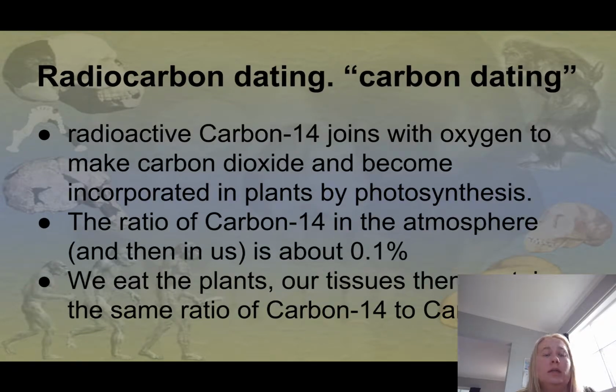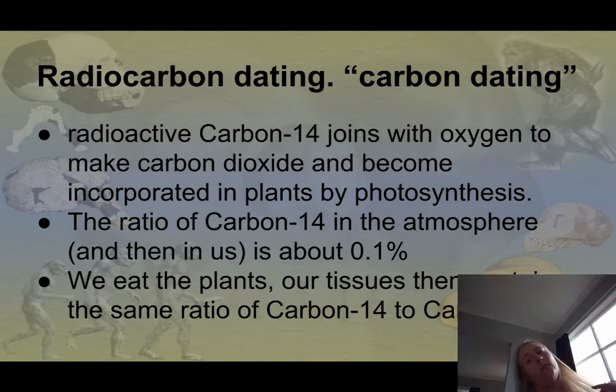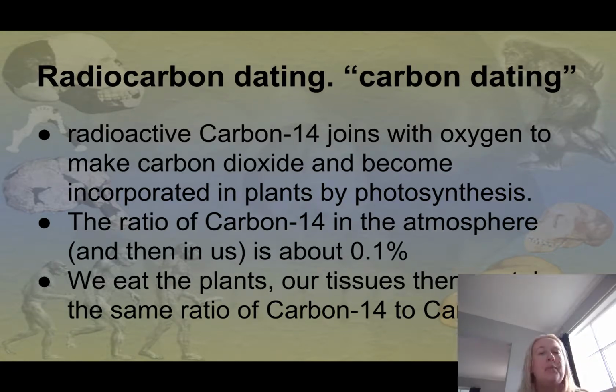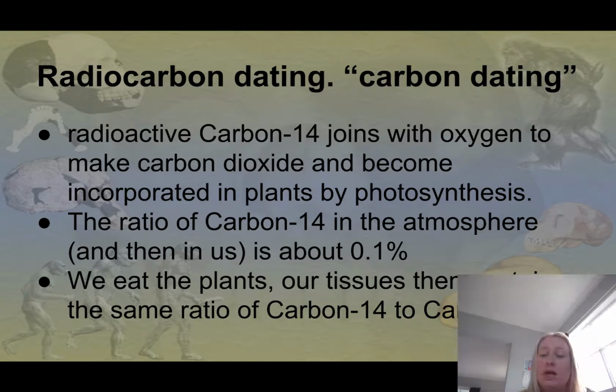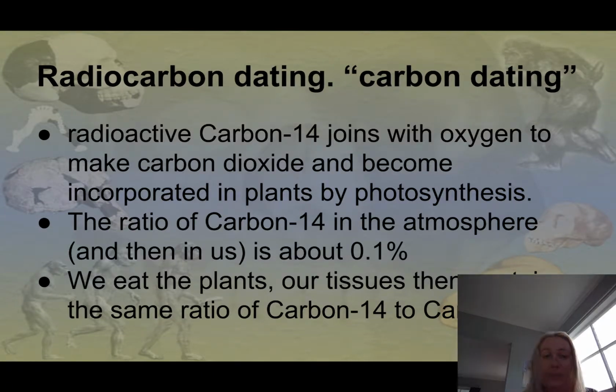So carbon dating. Radioactive carbon-14 joins with oxygen to make carbon dioxide and becomes incorporated in plants by photosynthesis. The ratio of carbon-14 in the atmosphere and then into us is only small, about 0.1%. So we eat the plants, and our tissues then contain the same ratio of carbon-14 to carbon-12. So we actually eat this radioactive carbon-14, and it becomes part of our tissues just the same as our carbon-12 is.